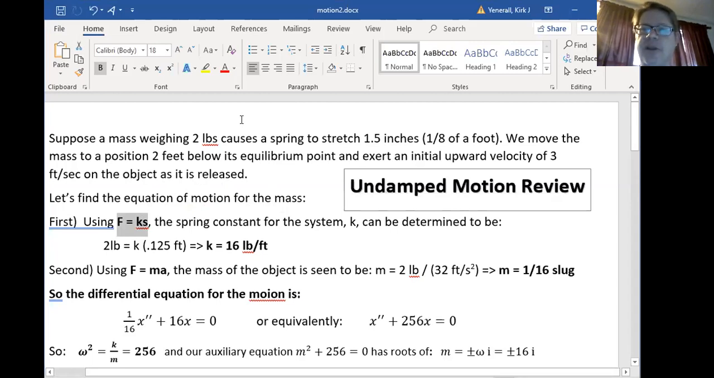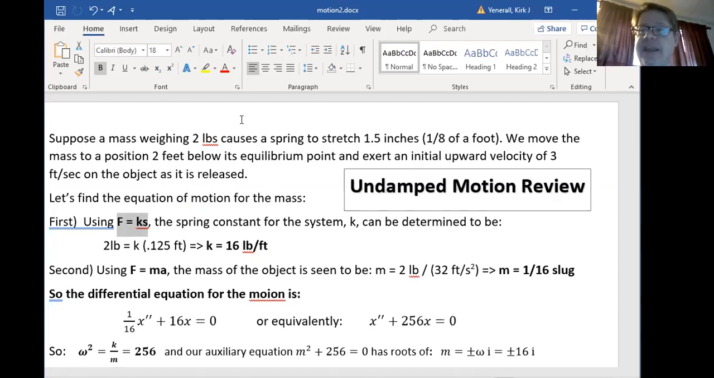F is going to be the force, which here is the weight of the mass, that is 2 pounds. 2 pounds is equal to K times the displacement, and the displacement is 1/8 of a foot, or 0.125 feet. So when we solve for our spring constant K, we're going to find out that it's 16 pounds per foot. That's our spring constant. We need to know that.